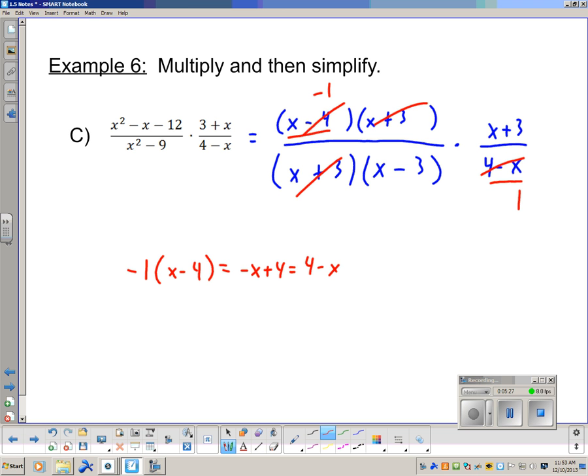So now, just simply multiplying across here, negative 1 times x plus 3 is negative 1 times x plus 3 all over x minus 3. And those are not the same there. Do not cross those out. So we've got that as simplified as much as possible.